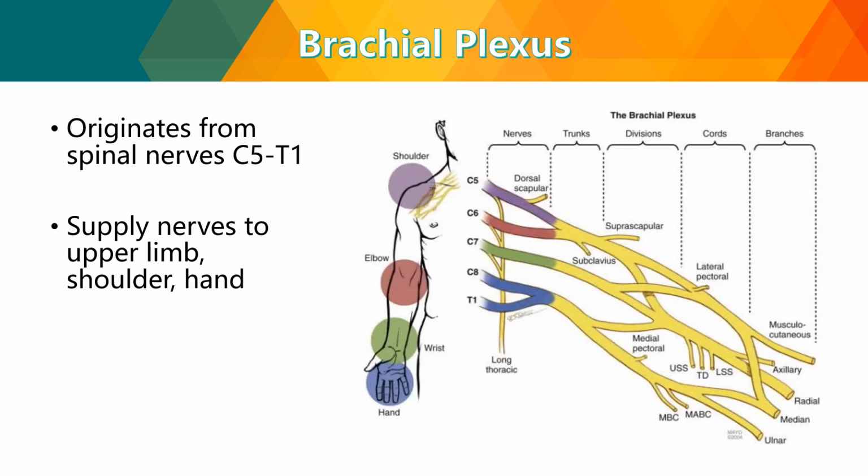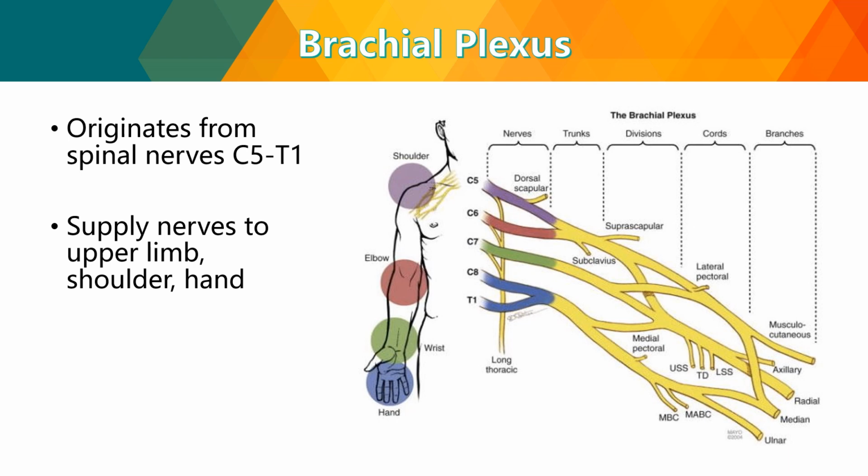Next, you have your brachial plexus. It originates from spinal nerves C5 to T1, and it supplies nerves to the upper limb, the shoulder, and your hands. The color you see here on the image, for example for C5, is violet, so it more likely innervates the shoulder. For the elbow, it's C6, and for your wrist, you have C7 and C8, and T1 would be for your hands.